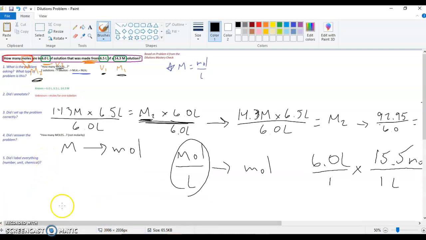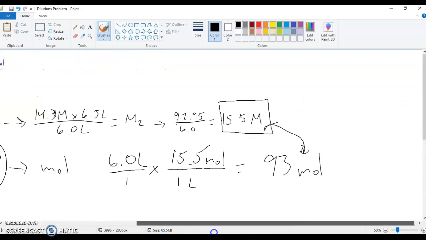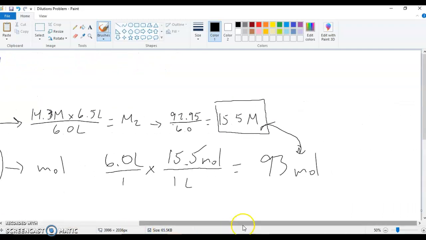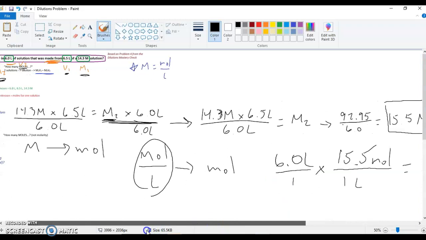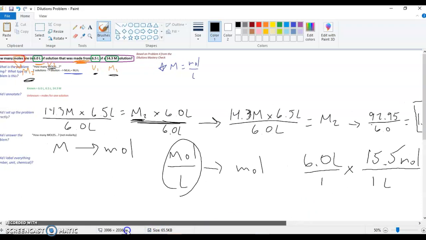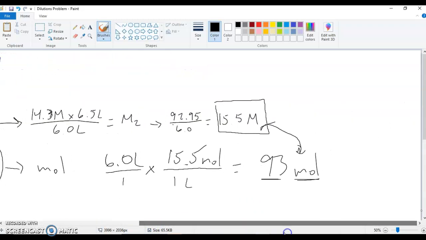Oh, sorry, one last step. Did I label everything? Number, unit, chemical, is everything labeled properly? Well, I've got a number, I've got a unit, and just for this problem, there happen to be no chemical, and so we are good. We can just say moles of solute, because that is what was being dissolved in the solvent.